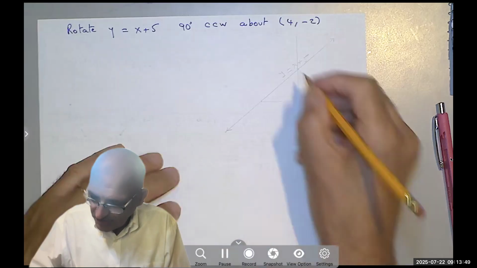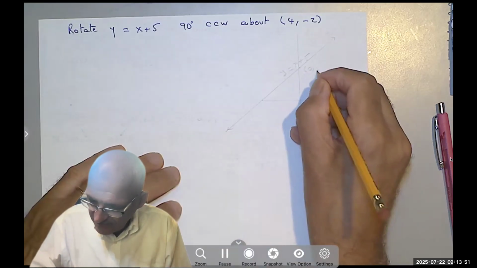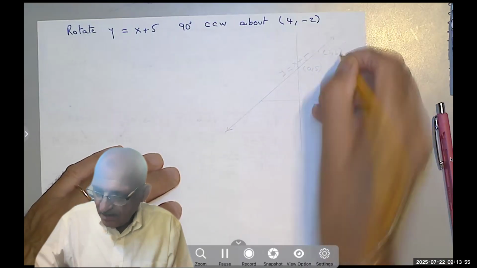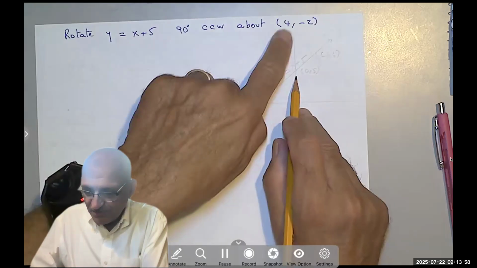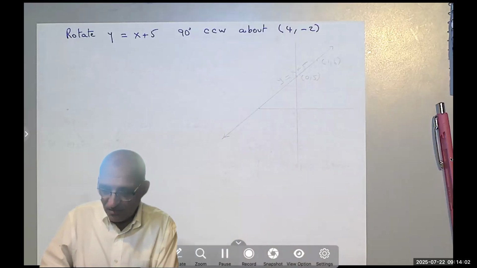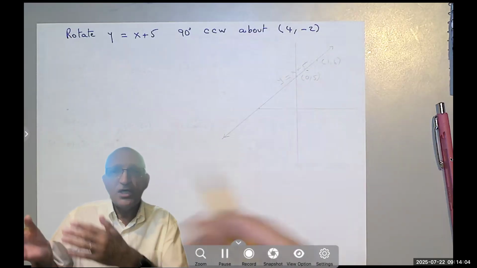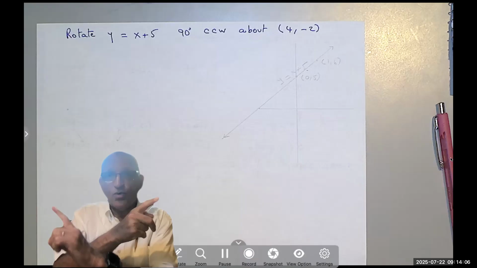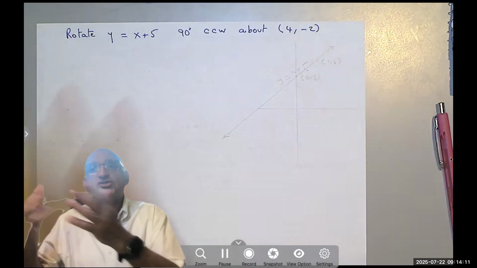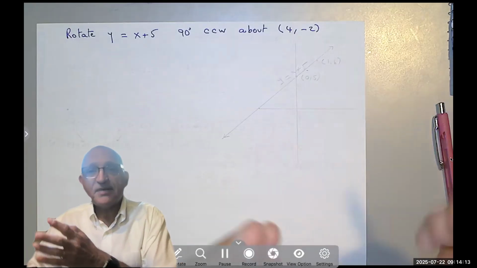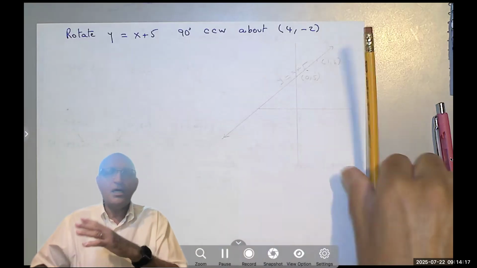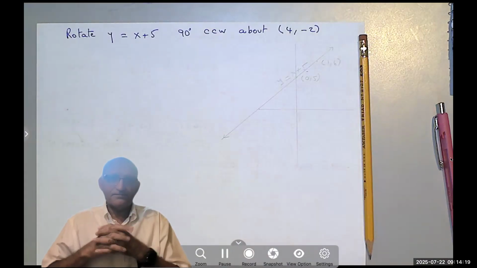So I can pick a point like 0 and 5, and then maybe 1 and 6. Rotate this about this point, meaning subtract 4, add 2, and then change the x, and we are rotating counterclockwise, so we'll switch the x and the y and change the sign of the x, and so on and so forth, and then return them back. And then after returning back the 2 points, you use them to construct a new line. It's a lot of work.